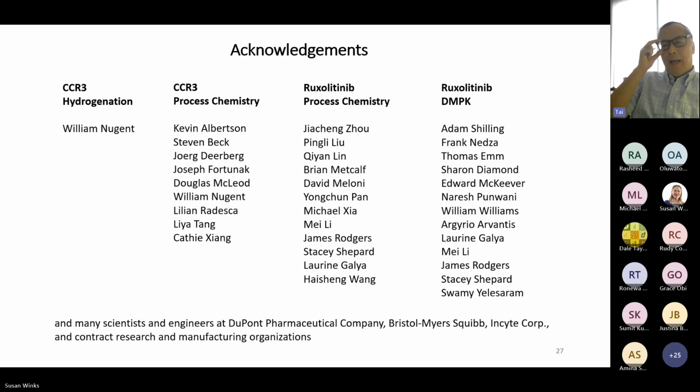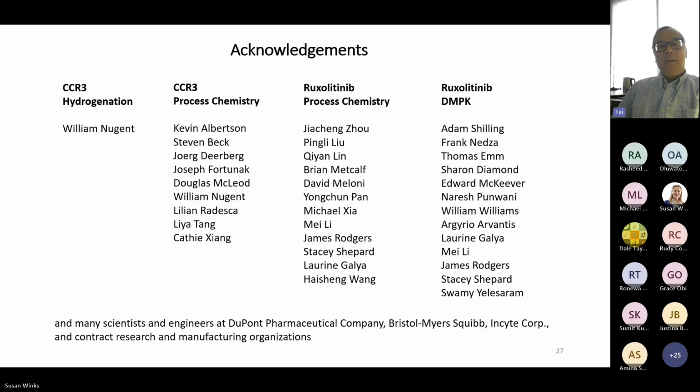It is really educational and my privilege to work with this group of people. On the CCl3 hydrogenation, it was me and Bill that kind of invented and developed that chemistry. I finished my postdoc at Scripps with Casey Nicolau, and I was so fortunate to be able to do a second postdoc at DuPont and BMS with William Nugent. He's a good friend and a mentor. I learned so much from him on asymmetric catalysis.